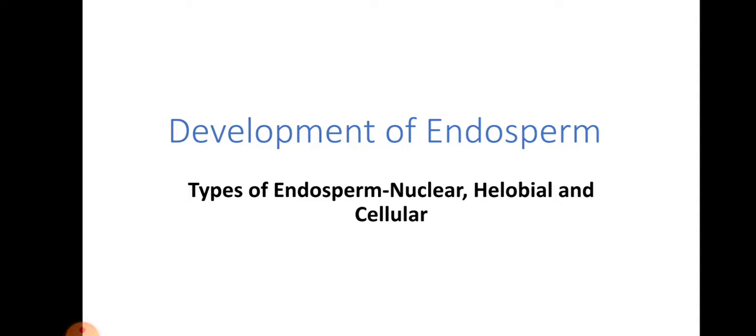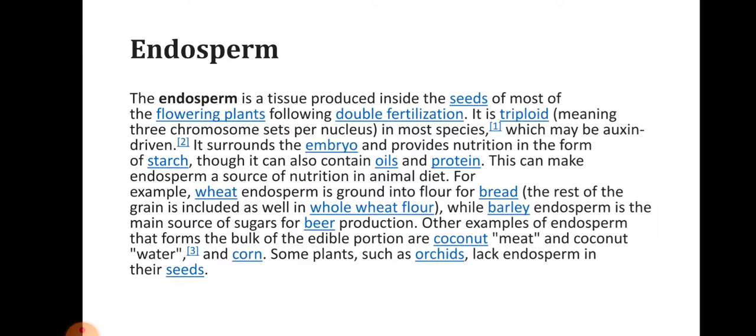In that, there are three types of endosperm present. First one is nuclear endosperm, helobial endosperm, and cellular endosperm. So one by one we'll see the development of endosperm. Okay, first we'll see the endosperm. What is meant by endosperm?